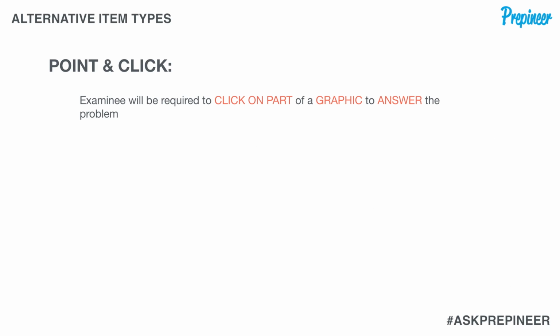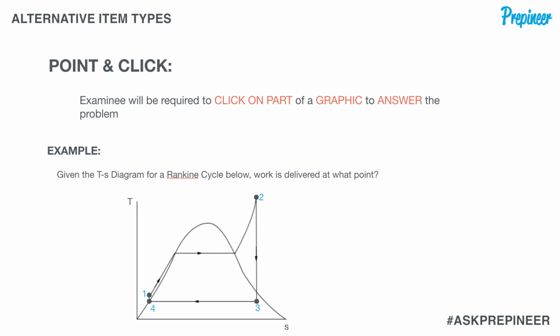Now, point and click will require that examinees click on a part of a graphic to answer the actual problem. So here's an example. Say we're given a TS diagram for a Rankine cycle, and we're asked where work is delivered. Now, if we know that work is delivered through the turbine, which is illustrated by the vertical line between points 2 and 3, we would take our mouse and click on that line to denote that that's where work is delivered in a typical Rankine cycle.